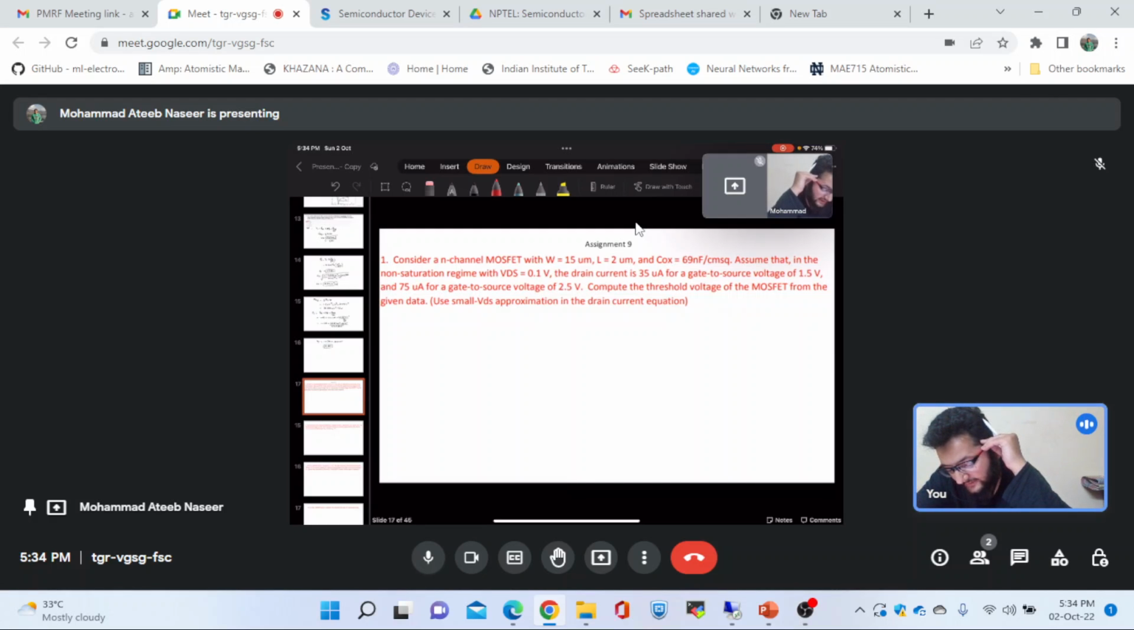The drain current is equal to 35 microampere for a gate to source voltage of 1.5 volts, and it is equal to 75 microamperes for a gate to source voltage of 2.5 volts. We have been told to find the threshold voltage of this MOSFET, and we have been given one hint. This hint states that we can use the small VDS approximation in the drain current equation. So let me write down this solution.